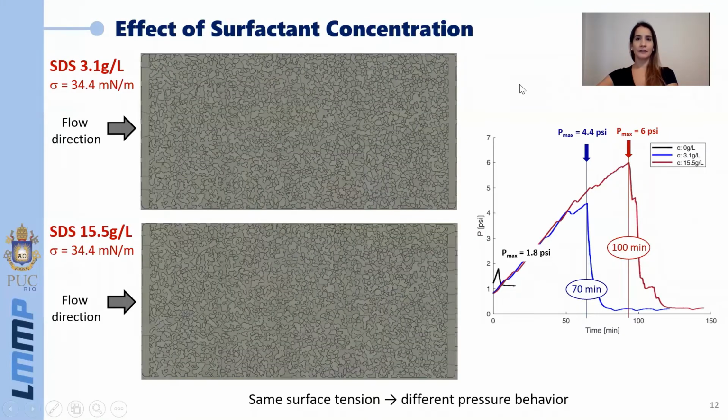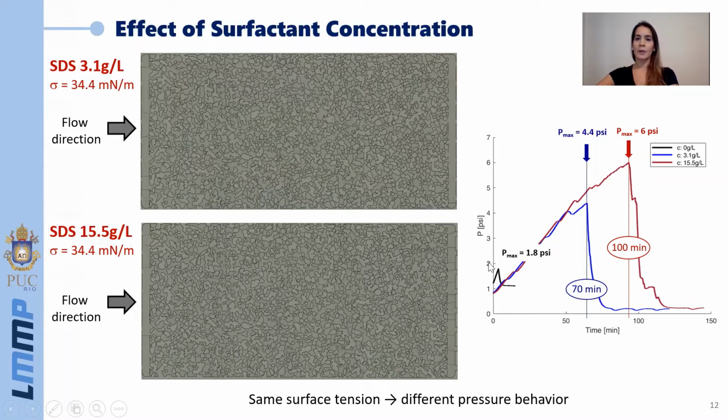Now analyzing the effect of concentration, here we have two cases with different concentrations, but as we are above the CMC, we have the same value for surface tension, but completely different behavior in the pressure. The red curve is the higher concentration case and the blue curve is the lower concentration case. You can see that the maximum pressure is higher for the higher concentration, and also the time it takes for the gas to find a percolated gas path: it's 100 minutes compared with 70 minutes for the lower concentration case.